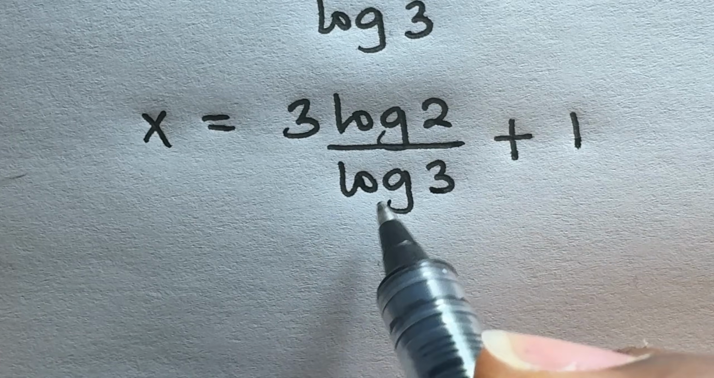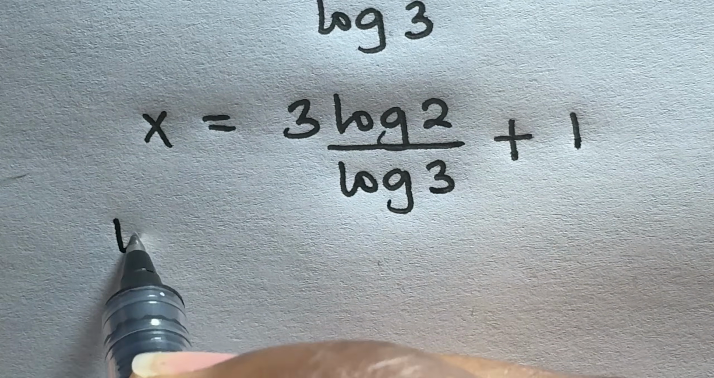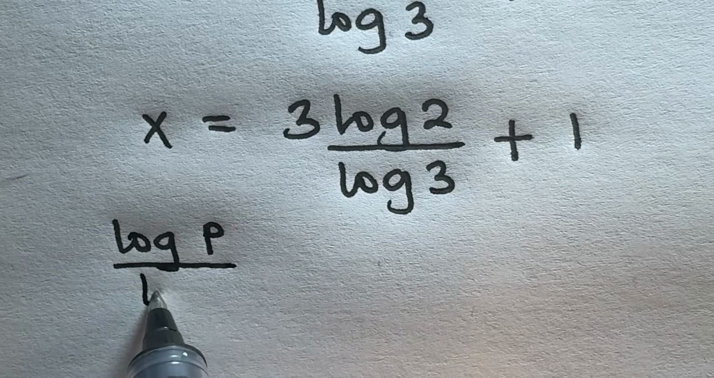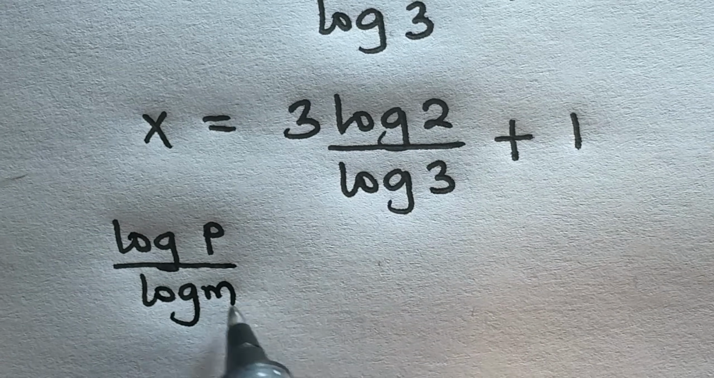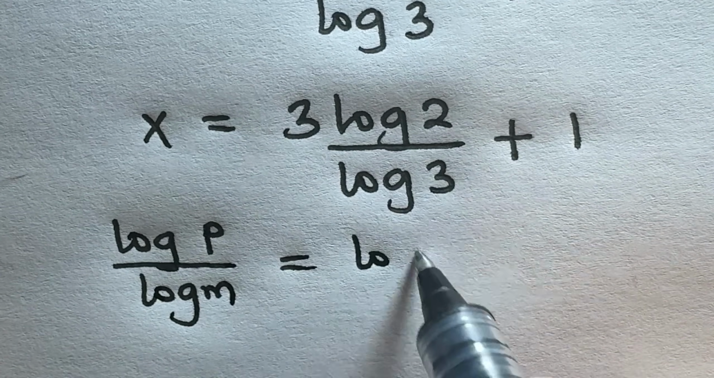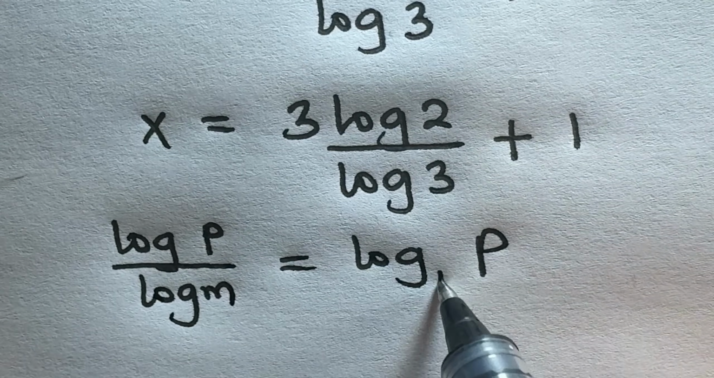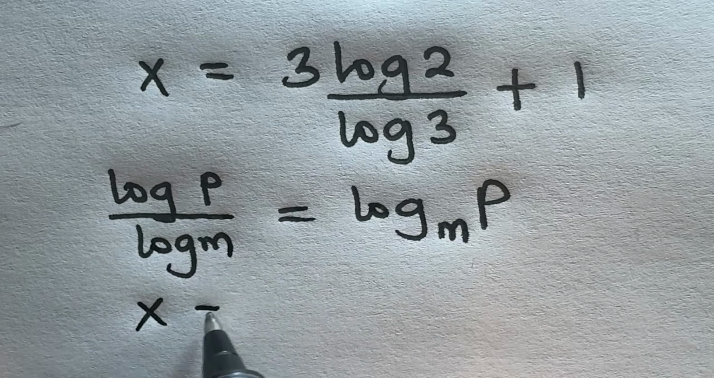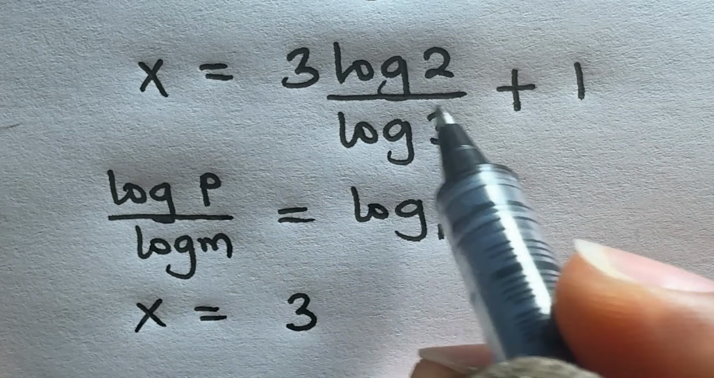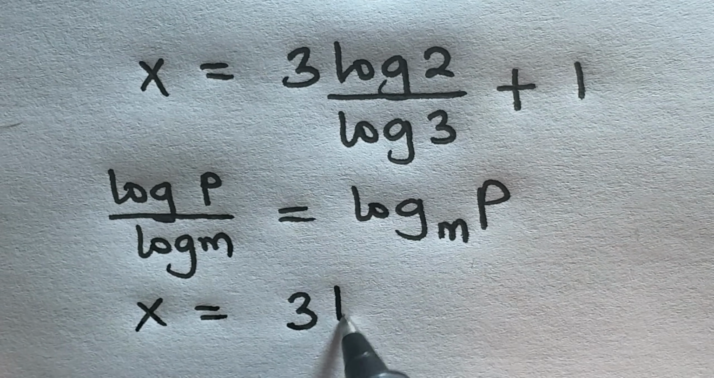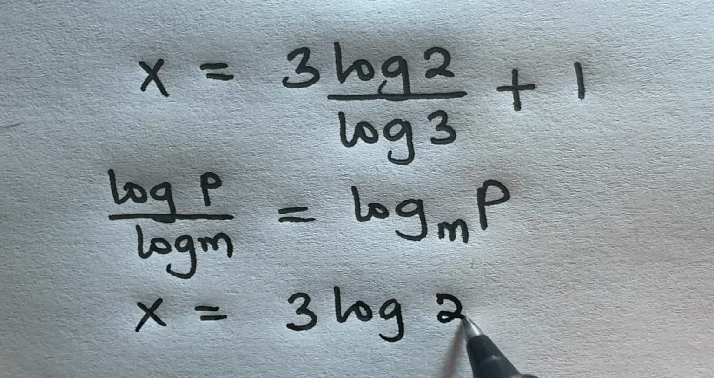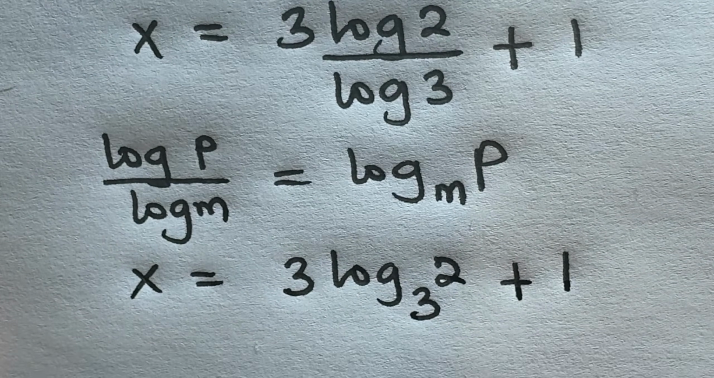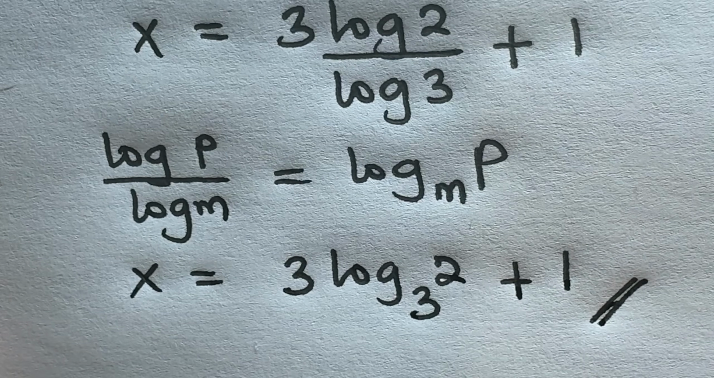Log 2 divided by log 3 is of the form log p divided by log m, and by the law of logarithm this will give us log p base m, giving us x is equal to 3 log 2 base 3, then plus 1. This will be the final answer to this problem.